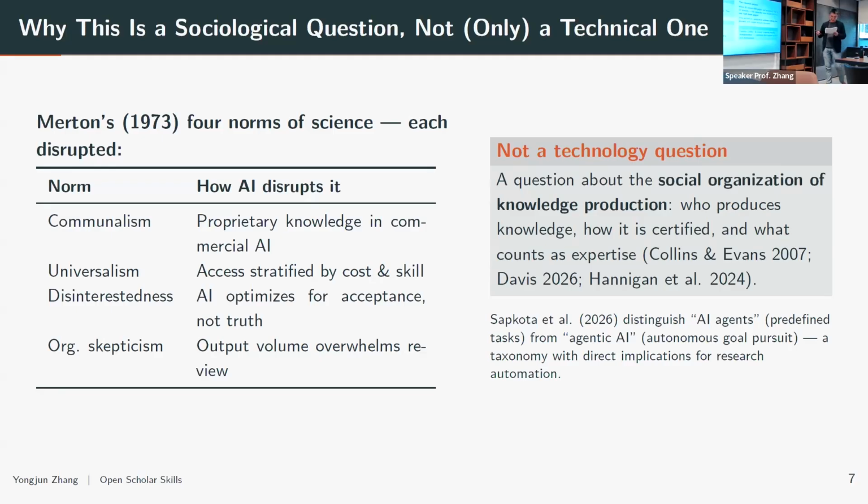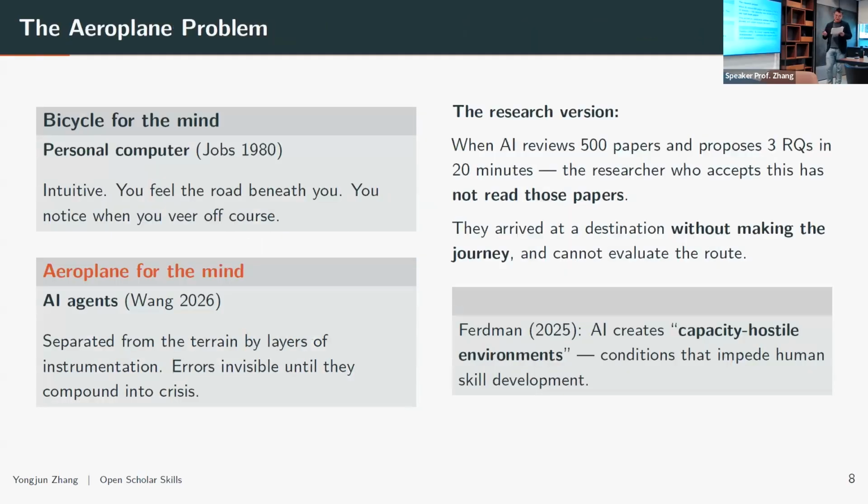And I want to borrow a metaphor from Dashun Wang. Dashun is a professor at Northwestern University doing science of science. He had a couple of articles published in Nature discussing the impact of AI agents. He was using an airplane metaphor. Going back to the old days, Steve Jobs said the personal computer is a bicycle for the mind. So you feel the road beneath you, and you notice where you go.